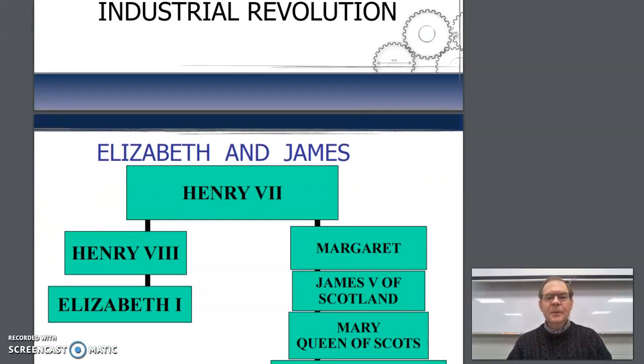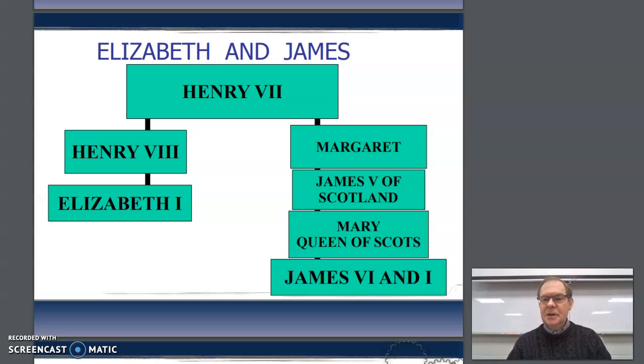Here is the screen that we had at the end of our last unit, the Elizabethan Renaissance. We remember that James was a cousin of Queen Elizabeth, both descended from Henry VII, and therefore, since he was already King of Scotland and her cousin and a Protestant, Parliament chose him to be Queen Elizabeth's successor.